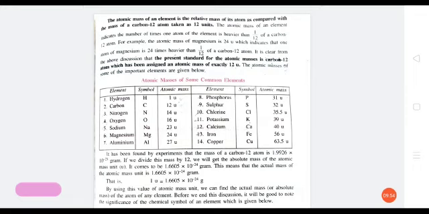Hence, we can conclude that if we want to compare the atomic mass of any element, we should compare with carbon-12 atoms taken as 12 units. So, it is clear from the above discussion that the present standard for atomic masses is the carbon-12 atom, which has been assigned an atomic mass of exactly 12 u. In this table, the atomic masses of some common elements are given.